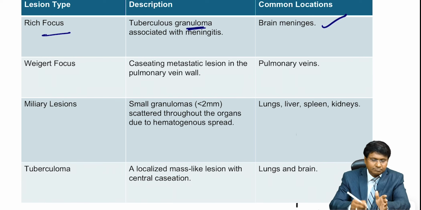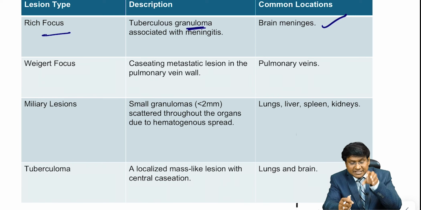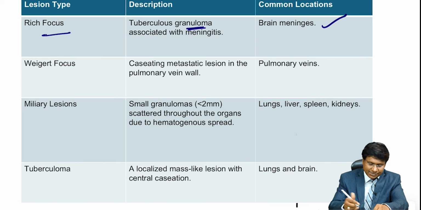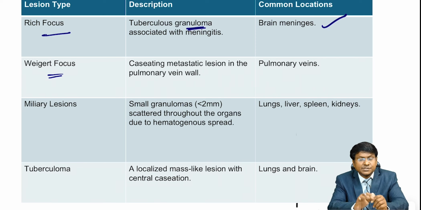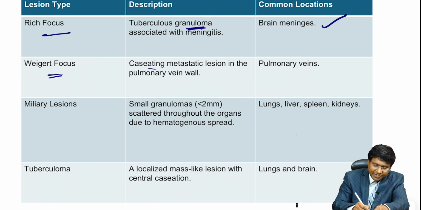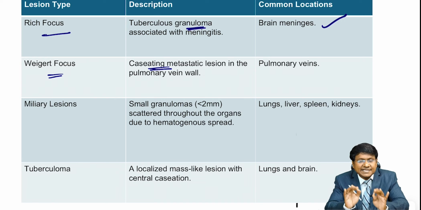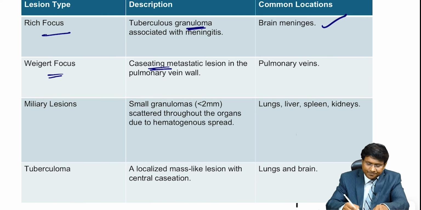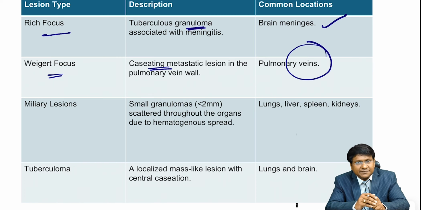Or the tuberculous granuloma which is present within the brain parenchyma that is spilled into the meninges resulting in the tubercular meningitis. Then next is the Simon's focus. Simon's focus is where you have the presence of the caseating granuloma within the pulmonary veins, that is called as the Wiedger's focus.